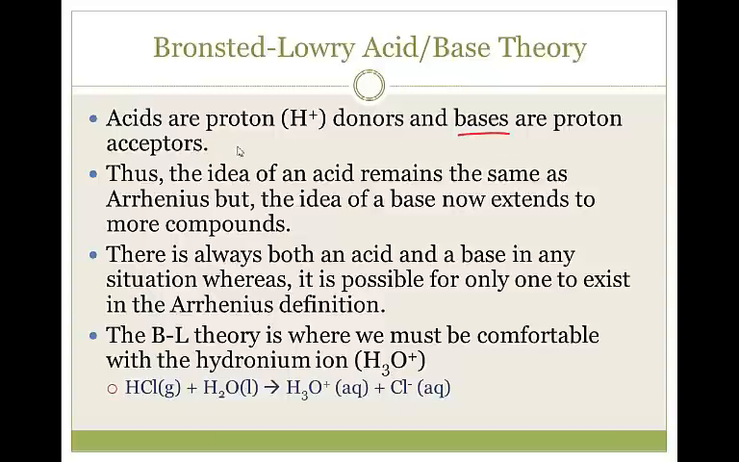Arrhenius said that acids are hydrogen ion producers when placed in water. Well, that's essentially the same word as donor. So there's no difference in terms of acids in the Bronsted-Lowry theory versus what Arrhenius said. It's really bases that made a difference. Remember, Arrhenius said bases are hydroxide ion donors, whereas Bronsted-Lowry says bases are simply these acceptors right here. They bind those in solution.